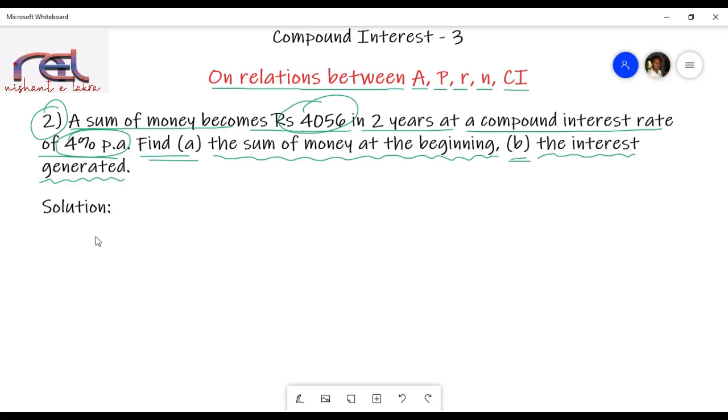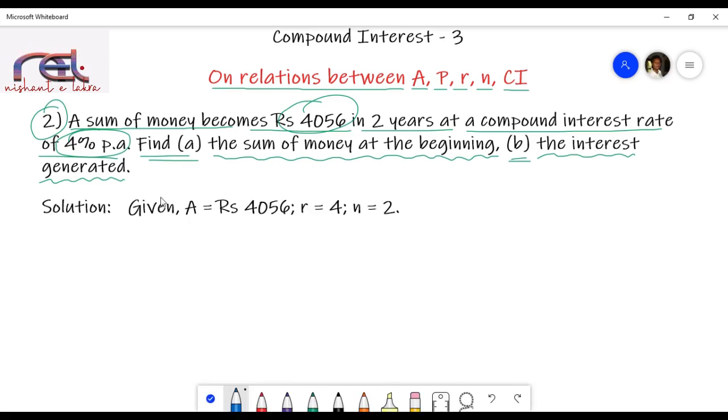The first thing is we have to write down what is given in the question so that it is much easier for us to solve it further. Amount is given, that is 4056. Rate is given, that is 4% per annum. And time is also mentioned, 2 years.